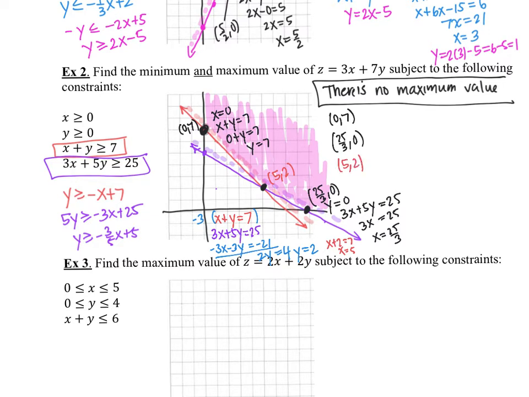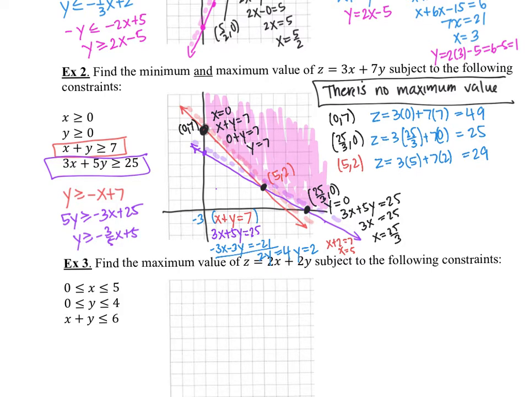Okay, now I already established there's no maximum value because this is infinitely unbounded, but I'm still going to try to maximize the z function. So z equals 3 times x plus 7 times y. So z is 49 at (0, 7). It's 25 at (25/3, 0). And then 15 plus 14 is 29.